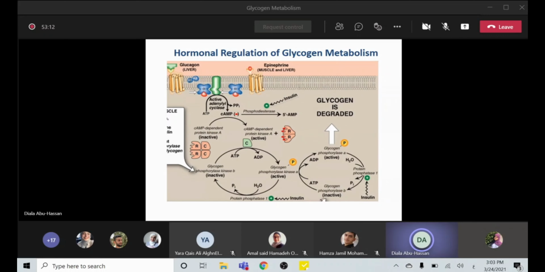Another way where the insulin acts, it also activates here protein phosphatase. Protein phosphatase removes phosphate from glycogen phosphorylase kinase and from glycogen phosphorylase, so both of them become inactive. So glycogen degradation is inhibited this way.